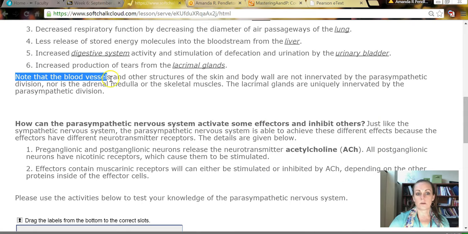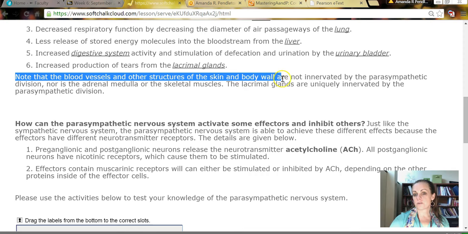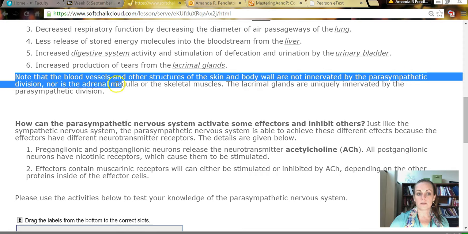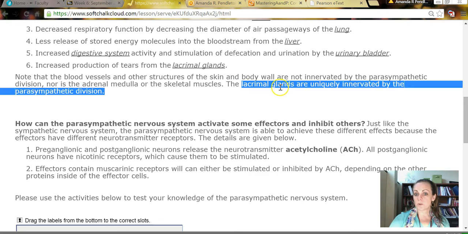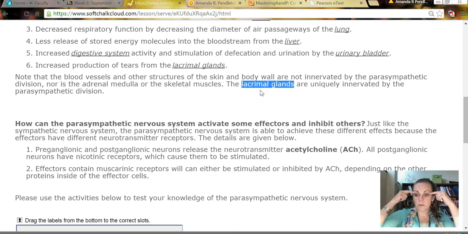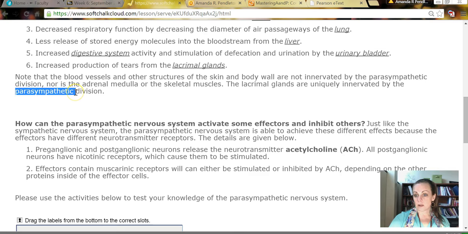Here's this note, okay? Blood vessels and other structures of the skin and body wall are not innervated by the parasympathetic nervous system. The adrenal medulla and the skeletal muscles are not innervated by parasympathetic. So there are some that are only innervated by sympathetic. The other thing you should know is the lacrimal glands. These are the glands right here above your eyes. They produce tears. Okay, they are innervated by parasympathetic, but not sympathetic.